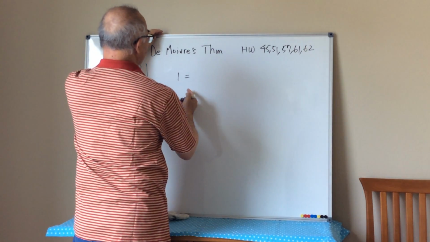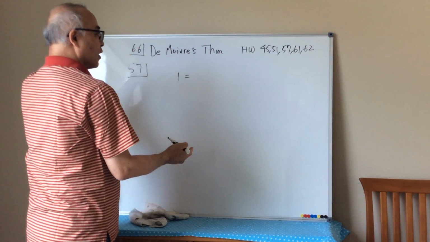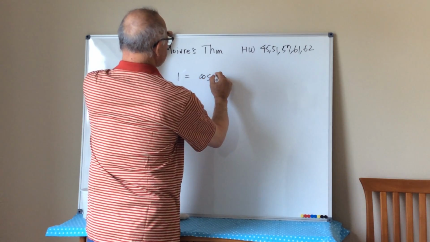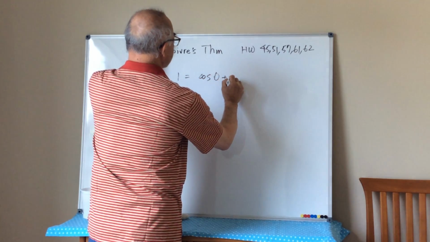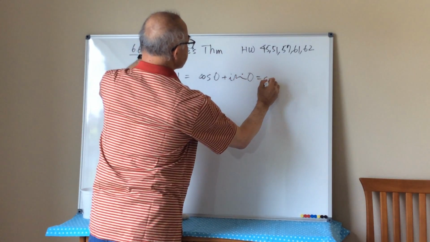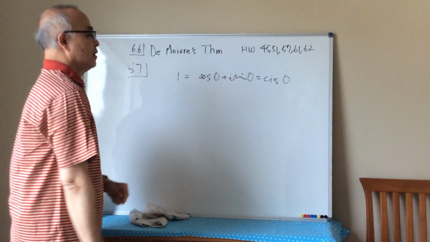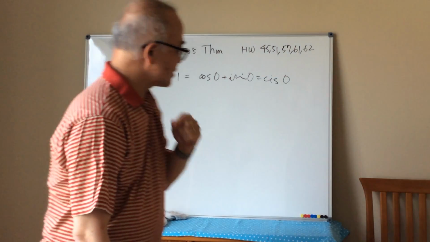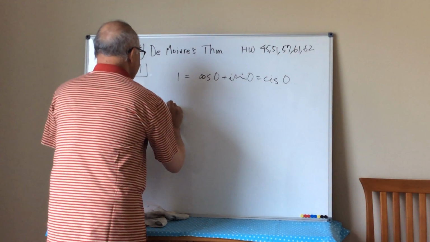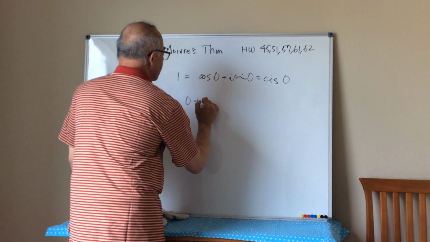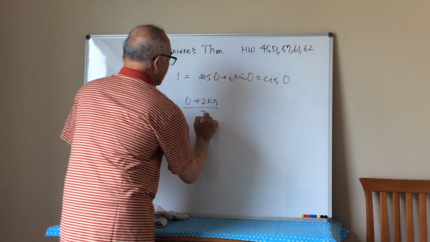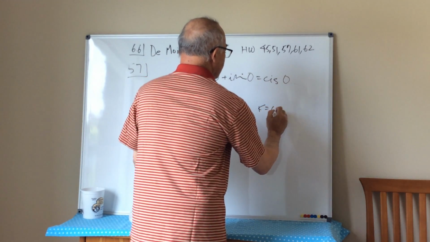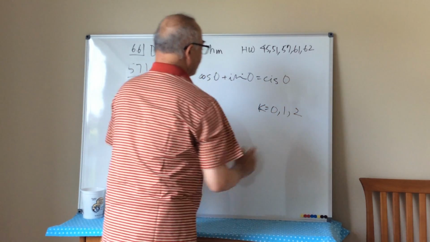In polar form, this is what? I have to find the angle where the cosine is 1 and the sine is 0. That is basically cosine 0 plus i sine 0. In other words, it's cis 0. And we are asking for the cube roots. So it's going to be cis of 0 plus 2k pi over 3, right? So it's 3 roots, so k is going to be equal to 0, 1, and 2.